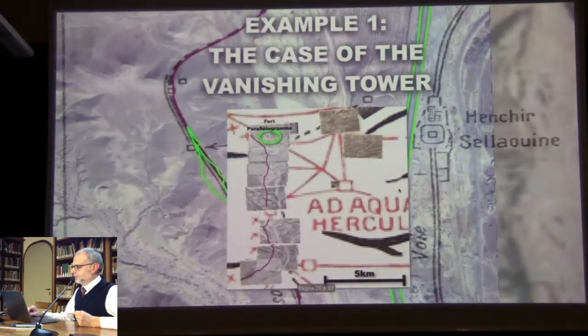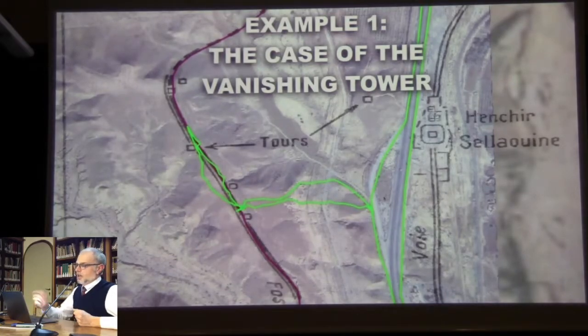So, this is the specific area. Fort Parallélogramme is here. We are going here. And this is our, you see the layout of Baradez, the towers, 1, 2, 3, 4, 5, 6 towers in this area. This is our ground tracking made not this year but the years before. This year we went to look specifically for this tower.